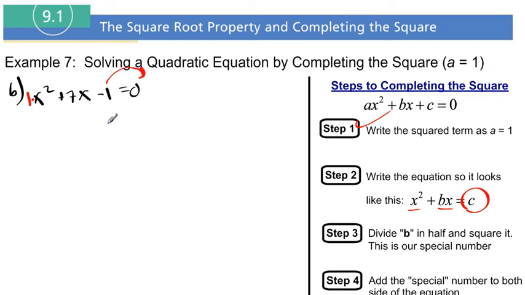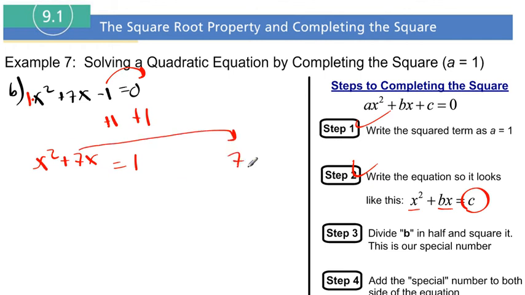So I'm going to go ahead and add 1 to both sides. So I get x squared plus 7x equals 1. Bing! Step number 3, divide the b in half and square it. So I'm going to take my b term, which is 7. I'm going to cut it in half. So that means I'm going to make it 7 halves. Okay, yeah, you could do 3.5, but now you're going to have decimals everywhere. And most of the answers that we want to represent are in rational form, fractional form. So I'm going to leave 7 halves as a fraction and not write it as 3.5.